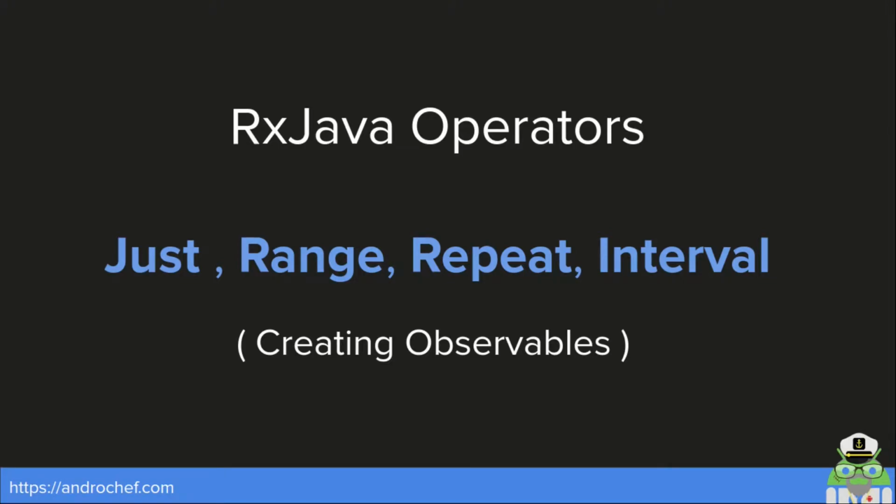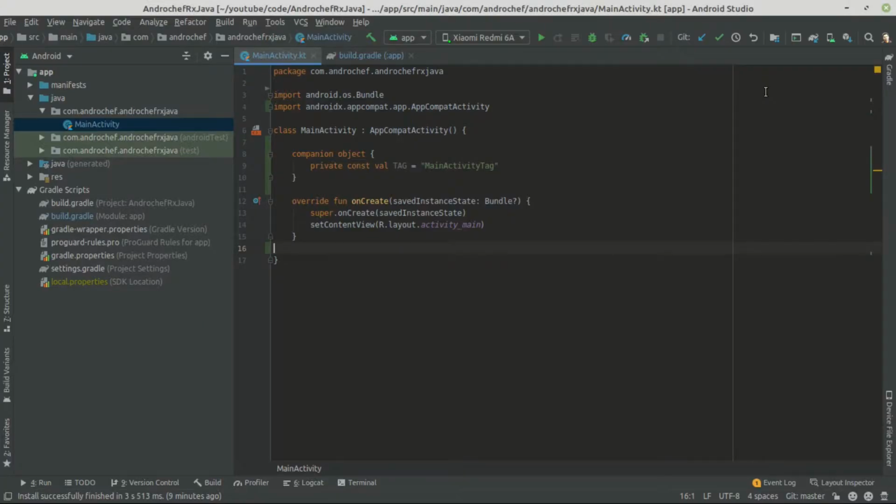So in this video we are going to see the 3 operators from creating observables. We already used them in our previous examples and videos. If you haven't seen the video, I'll put it in the card so you can see it here itself. So let's start. We'll go to Android Studio.